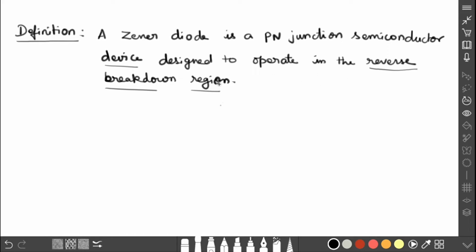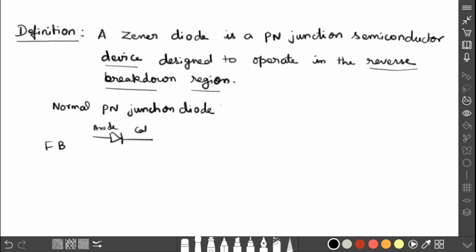So when we compare with the normal PN junction diode, what is the function of this? The PN junction symbol will be like this. When it is forward biased, the current will flow from anode to cathode. So at that time the PN junction diode conducts current from anode to cathode.